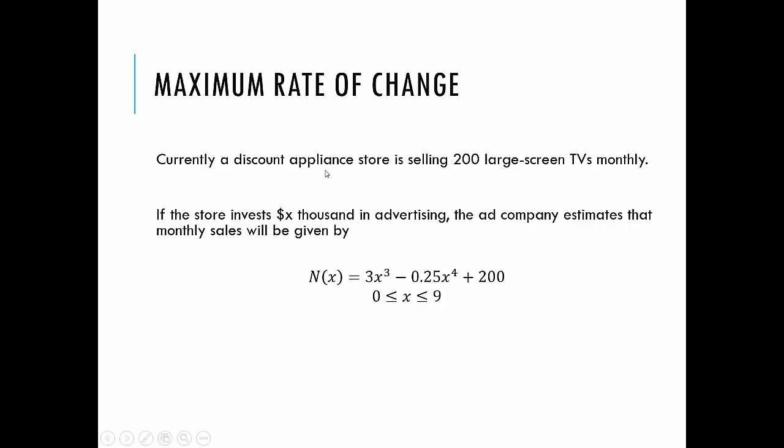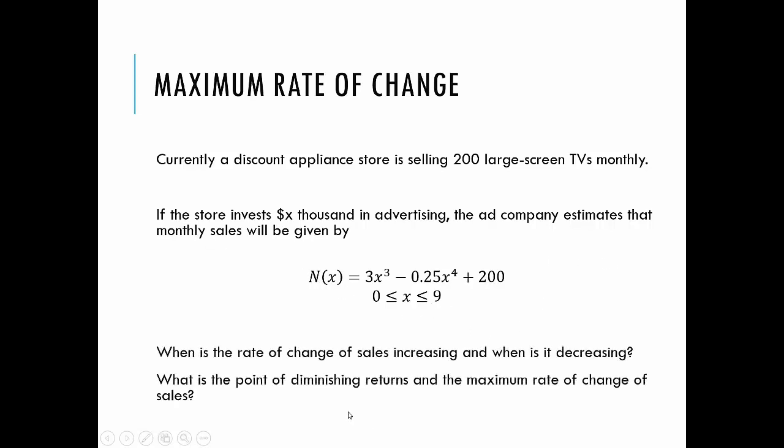We have a discount appliance store selling 200 large screen TVs monthly. The store invests x thousand in advertising. So x, you can see my domain, I have up to 9,000 in advertising I can put in. And my monthly sales is given by this function. When is the rate of change of sales increasing and when is it decreasing? What is the point of diminishing return and the maximum rate of change of sales?